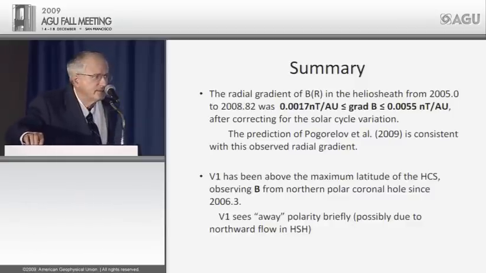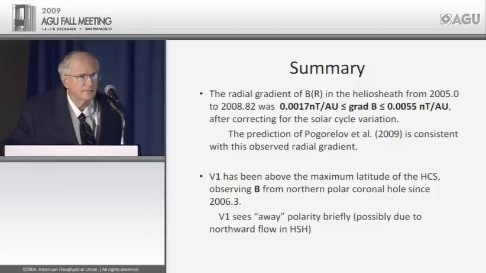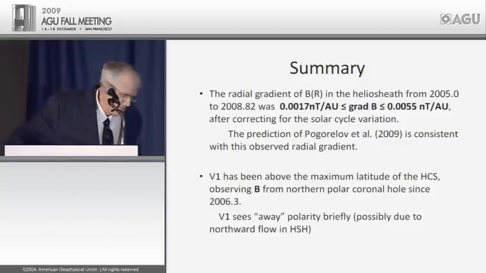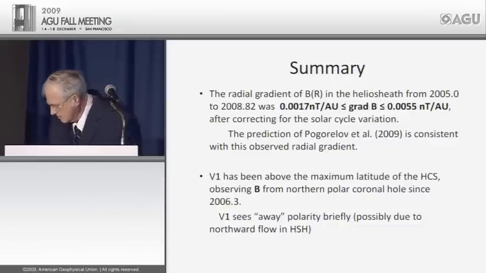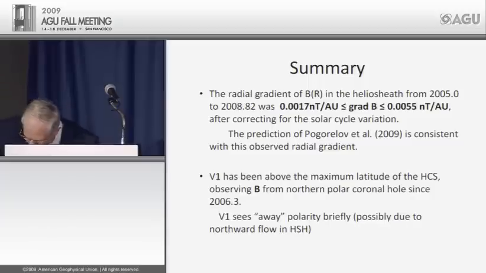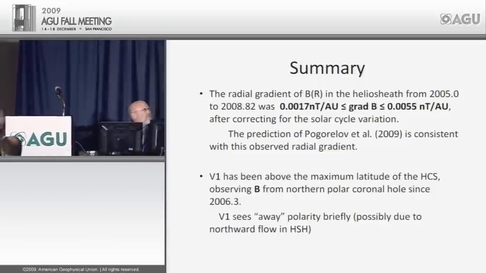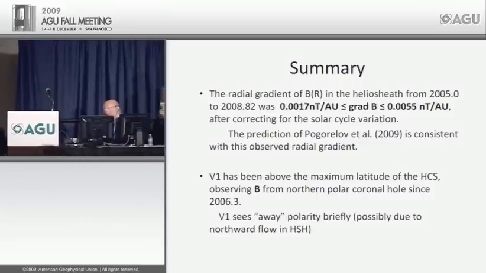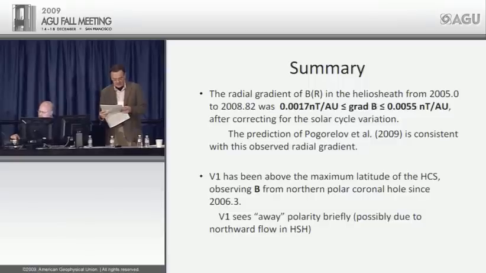Thank you, Len. Do we have any questions on this talk? If not, thank you again, and we'll go on to the next talk. This is a talk by Rick Leske with co-authors Alan Cummings and Ed Stone. An invited talk, the unusual behavior of anomalous and galactic cosmic rays in the present solar minimum.